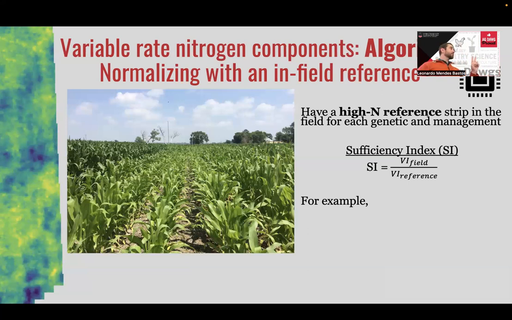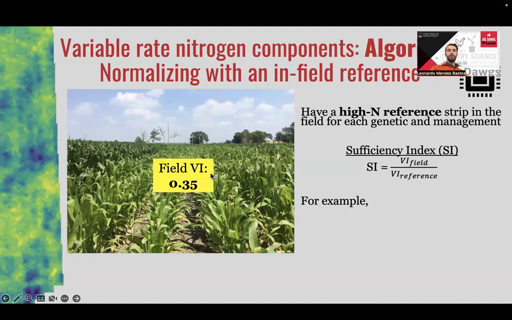So I guess two important things here. One is to have a high nitrogen reference. The other thing is to relativize. So relativize here is what we call the sufficiency index. So let's say this part of my field here is where I do want to apply nitrogen variably. And this other side here is my high nitrogen strip where I over apply nitrogen to make sure nitrogen was not limiting there. Then to calculate the sufficiency index, we basically divide the field VI.